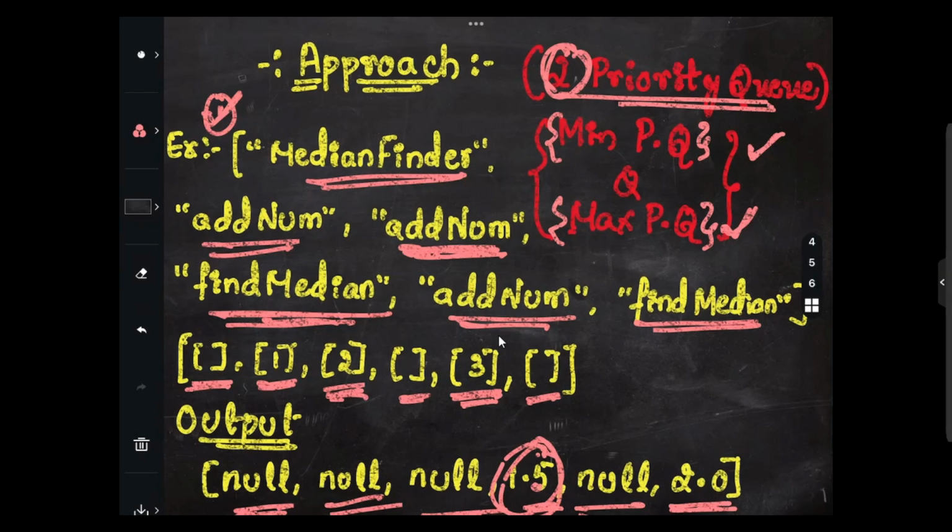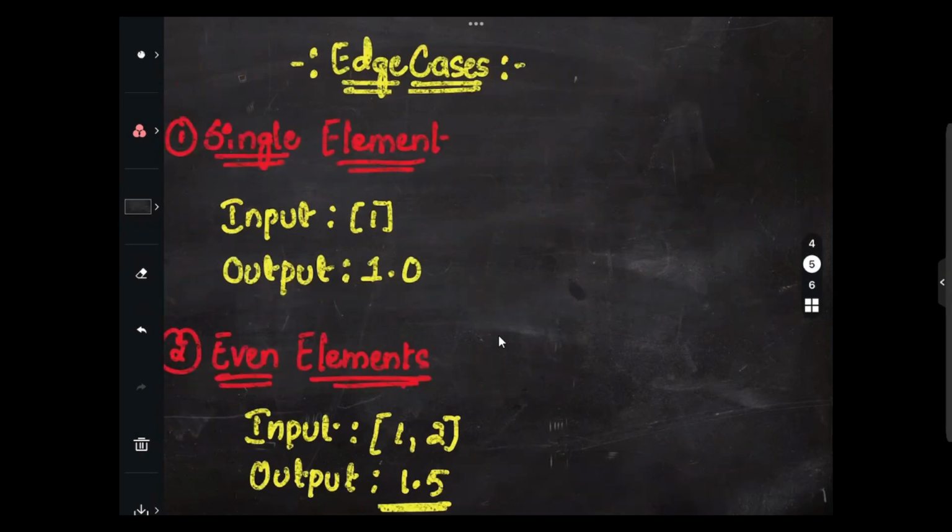When we write the code, you'll understand this one crystal clearly. So this is fine. Let's move on with the edge cases. First edge case is for the single element here. In this case, input is 1, the output is 1.0 because we have only a single element here. The output will be 1.0.